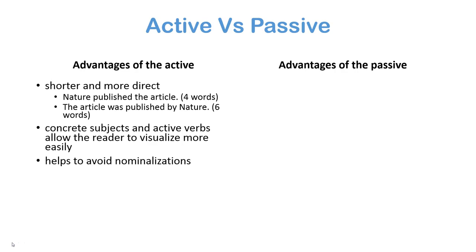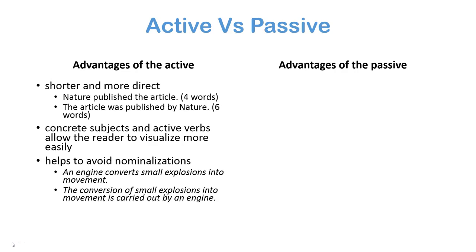It helps to avoid nominalizations to use the active. So, example of an active sentence, an engine converts small explosions into movement. A possible passive, the conversion of small explosions into movement is carried out by an engine. So here we have the conversion of as the nominalization. Now, this does not mean that you're automatically going to create nominalizations if you use the passive. It's just that people tend to fall into using nominalizations more when they're writing in the passive than when they're writing in the active.